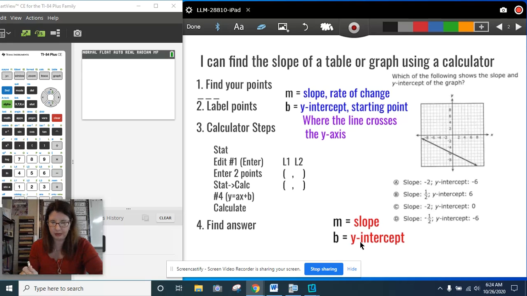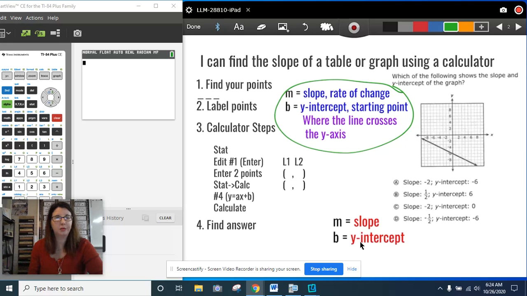I've got my points on my left, and here I have given you some definitions. So slope, or M, is also the rate of change, and a calculator calls it the letter A, where B is our y-intercept, which is our starting point, and it's where it crosses the y-axis.